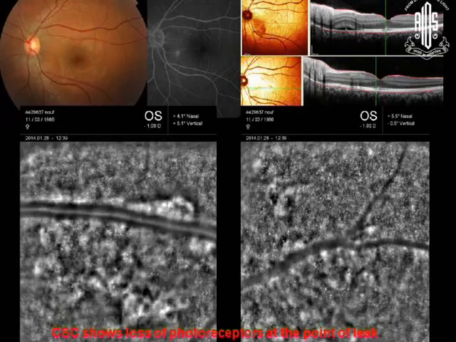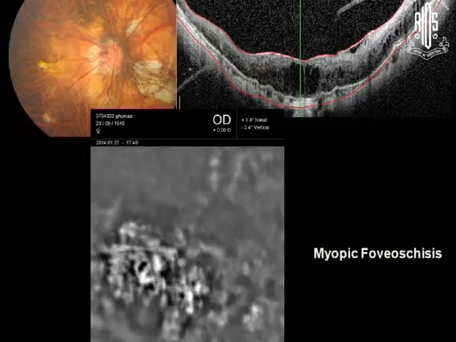Same as the patient here, to study the blood vessels. This is a patient showing CSC. And this shows the photoreceptor loss at the point of the leak, which means that in CSC also, the long-standing fluid might cause some damage to photoreceptors.